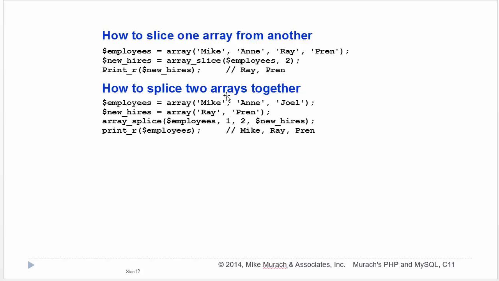We can also splice 2 arrays together. So here we have our employees array, we have 4 people in it. Our new hire, we have 2 people in it. And if we were to splice these, with these starting with index position 1, index position 2, with these 2 arrays, and print it out, we would see Mike, Ray, and print.